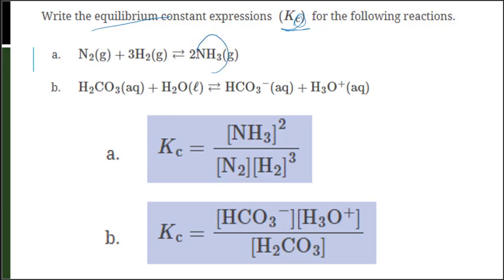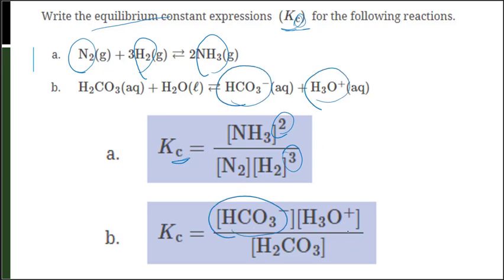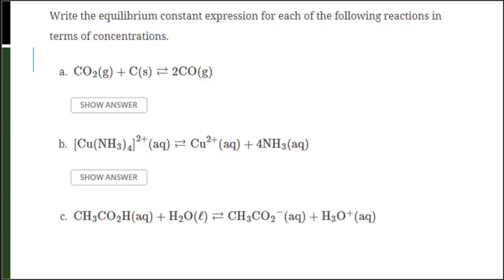My product here, NH3 to the second power, over N2 times H2 to the third power, the same as what we had before, except for that was looking at partial pressures, and this is concentration. Here I have HCO3 minus H3O plus, both of those raised to the first power, all over H2CO3, and we exclude water. Why don't you try these three?